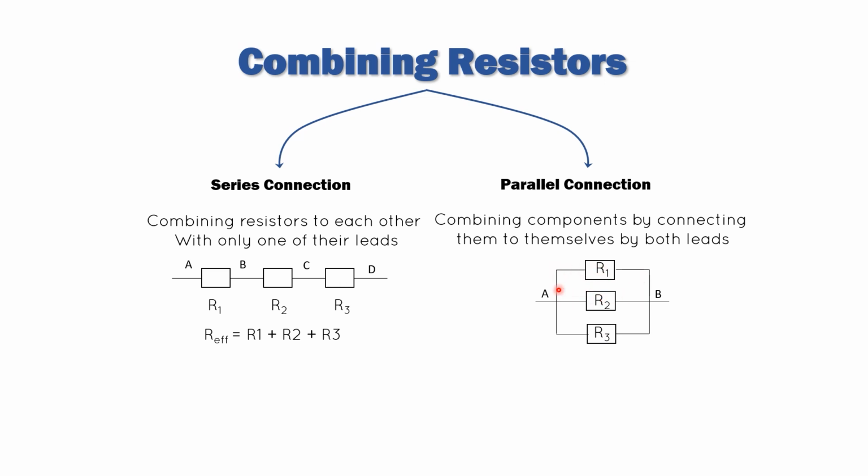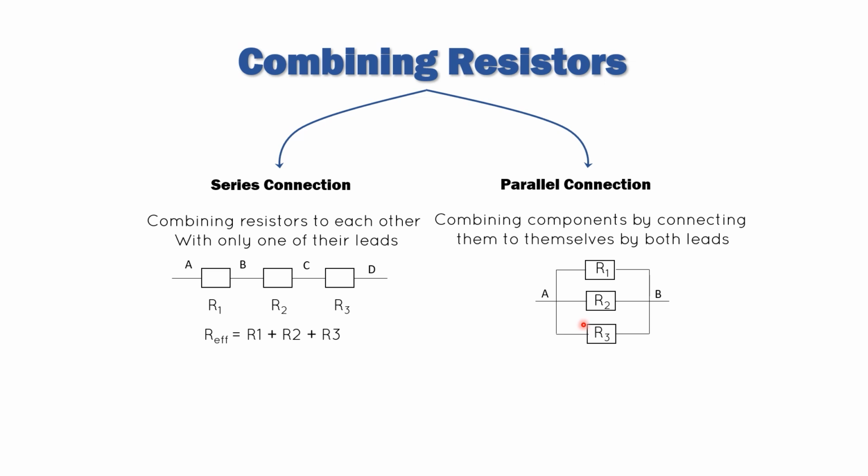So we have R1 connected to the first lead of R2, and R1's second lead connected to the second lead of R2. Same with R3. So we see these three resistors are in parallel. We can have just two resistors in this configuration, and we can have much more than that: 3, 4, 5, 6 resistors in this combination.